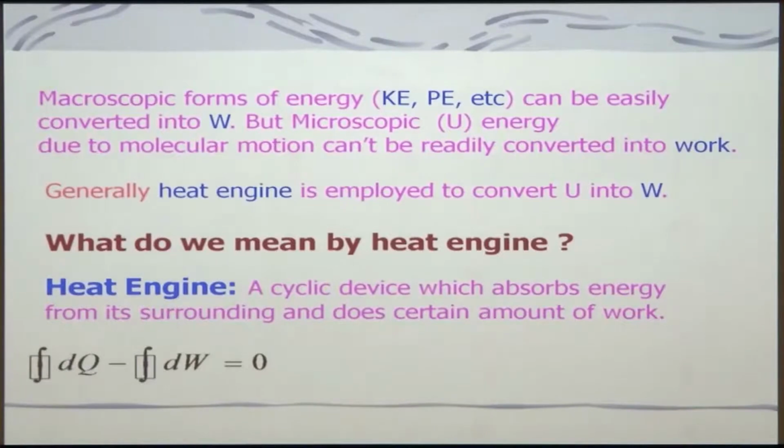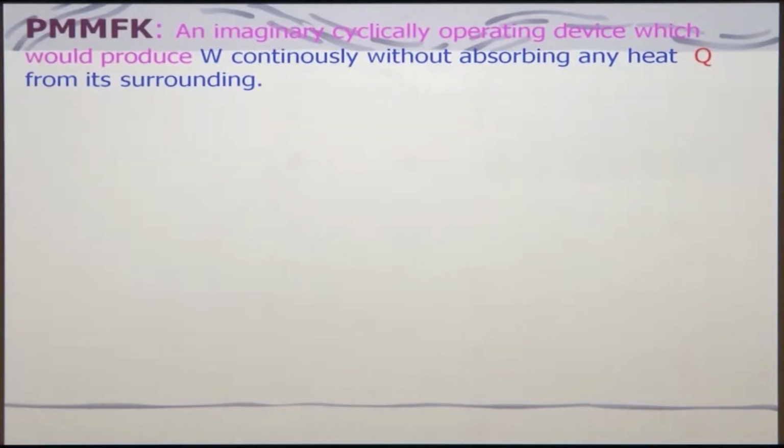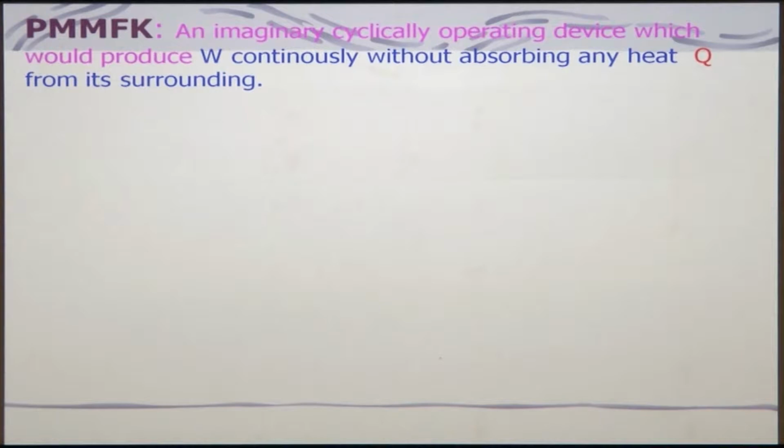As it is a cyclic device, we can apply the cyclic integral of dQ minus the cyclic integral of dW is equal to 0, and therefore the cyclic integral of dQ is equal to the cyclic integral of dW. Of course, this symbol is basically the cyclic integral. So, is it really possible to have a heat engine which absorbs no heat, but does work? In other words, without absorbing any energy from its surroundings, can we have an engine? That kind of imaginary cyclic device, which would produce work continuously without absorbing any heat from its surroundings, is known as a perpetual motion machine of the first kind.